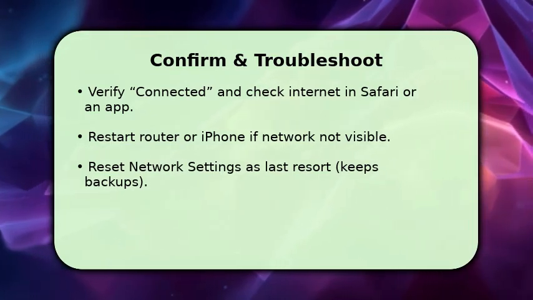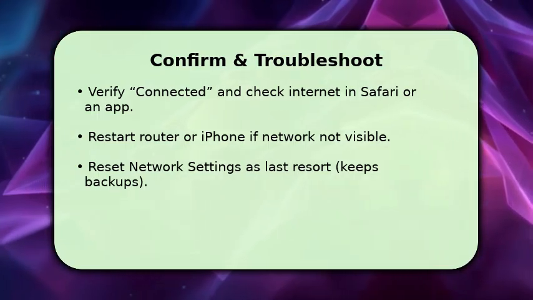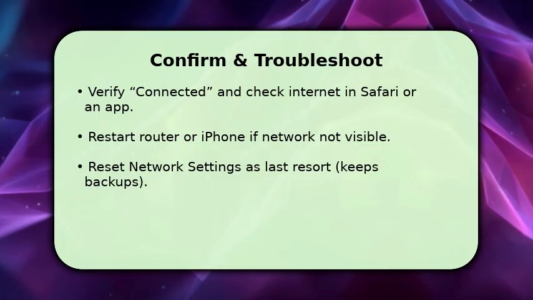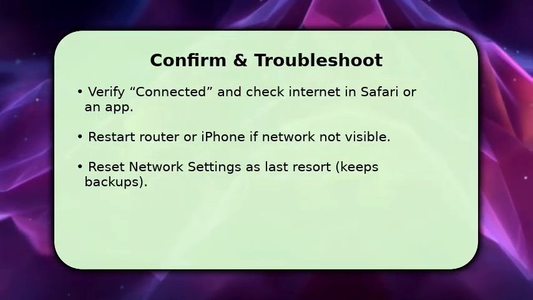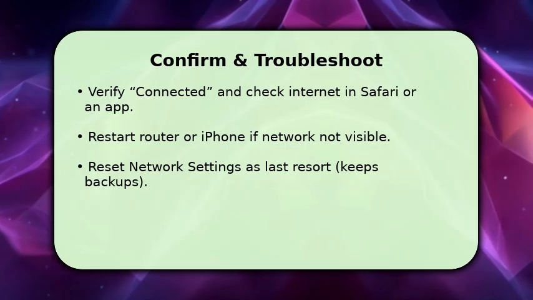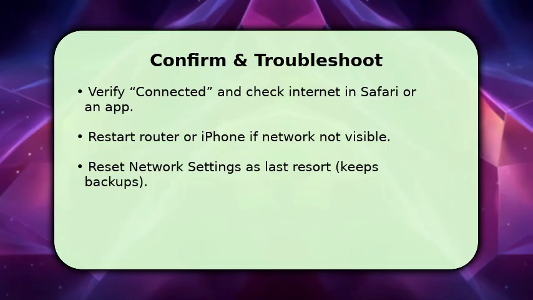Interference or hidden SSIDs can hide networks. If problems persist, restart your iPhone, and if needed, reset network settings. But be aware this removes saved Wi-Fi passwords. One key tip: check the router's SSID broadcast setting. If it's hidden, you must add the network manually on the iPhone.